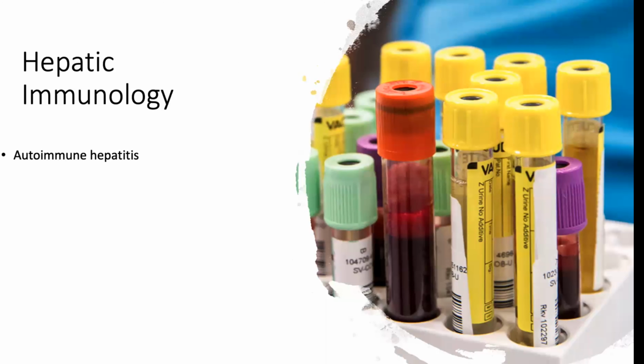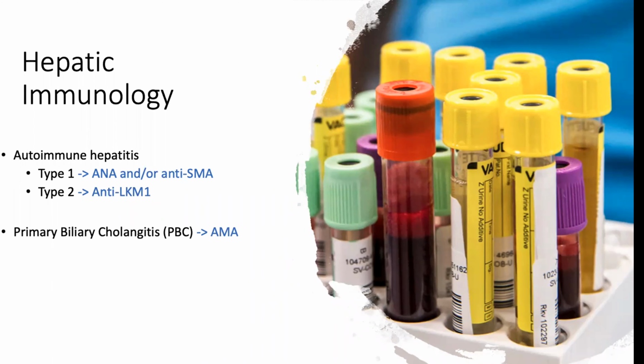So I'm just going to touch on this. So hepatic immunology. So there are various antibodies associated with different liver conditions. So the first of which is autoimmune hepatitis. There's type 1 and type 2. In type 1, you'd expect ANA and or anti-SMA, which is smooth muscle antibody, to be positive. And in type 2, you might see anti-LKM1 antibody positive.